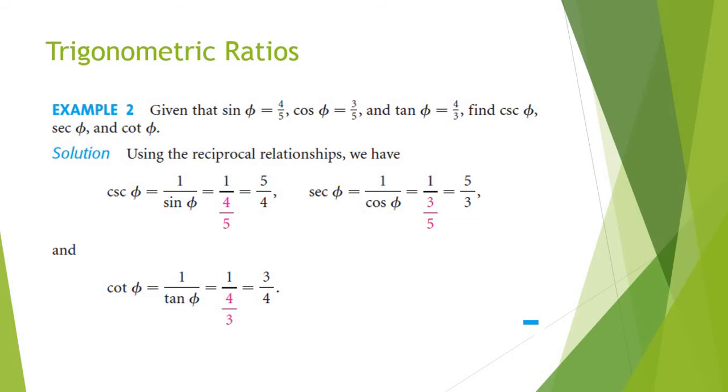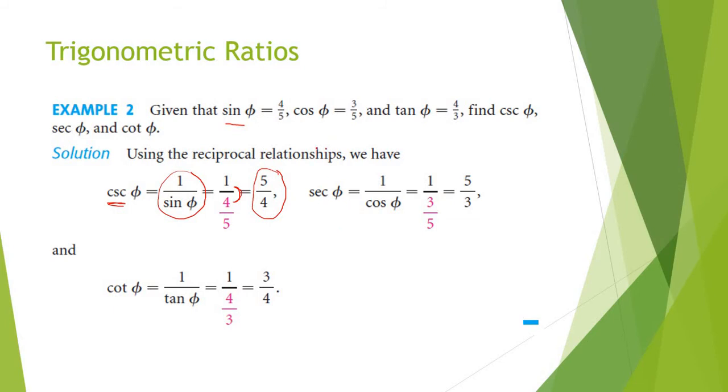Now it's very simple. Your cosecant is 1 over sine phi. So what is your sine phi? Your sine phi is 4 over 5. So what you're going to do is just reciprocate the values. Reciprocate, so what you're going to have is this value.